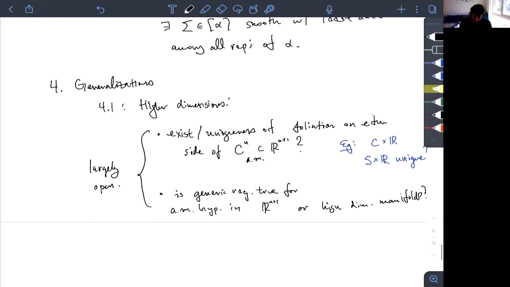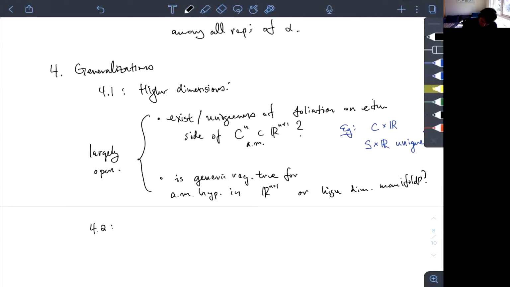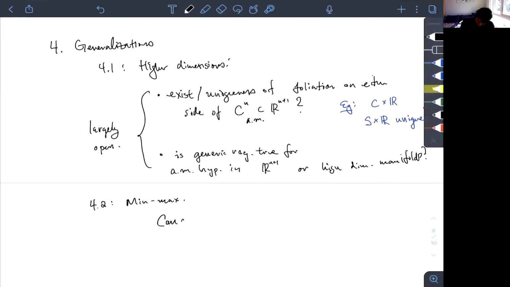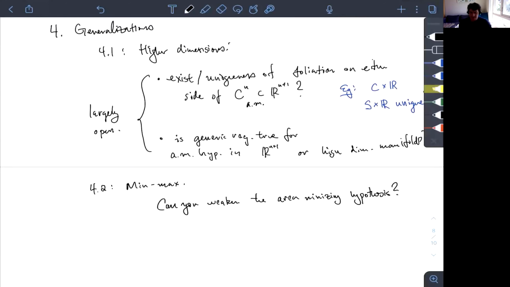Okay, so the second thing I want to talk about is min-max. Essentially the question here is, can we weaken the area minimizing hypothesis? Everything that I've talked about up until now, except for the monotonicity formula and whatnot, was focused on area minimizing surfaces, so surfaces with least area in their homology class or relative to their boundary. But in many cases, no such surface exists.